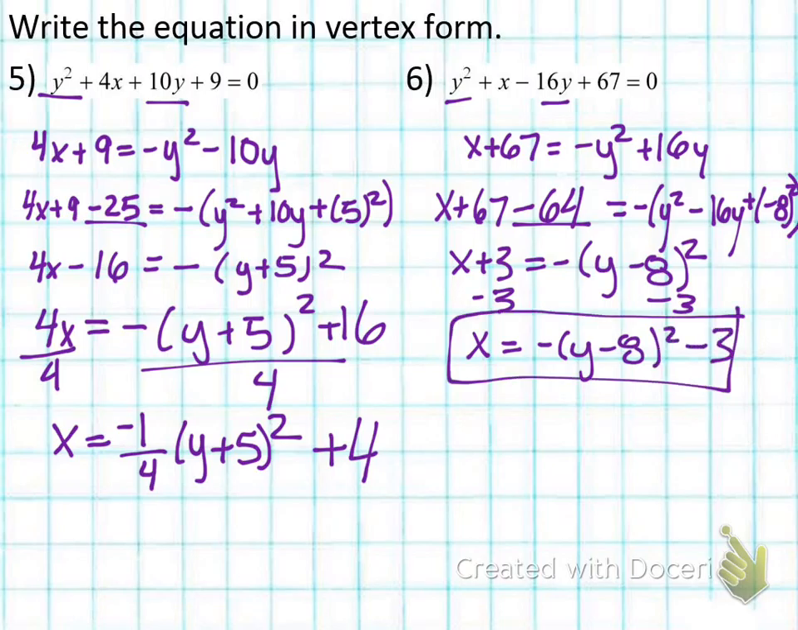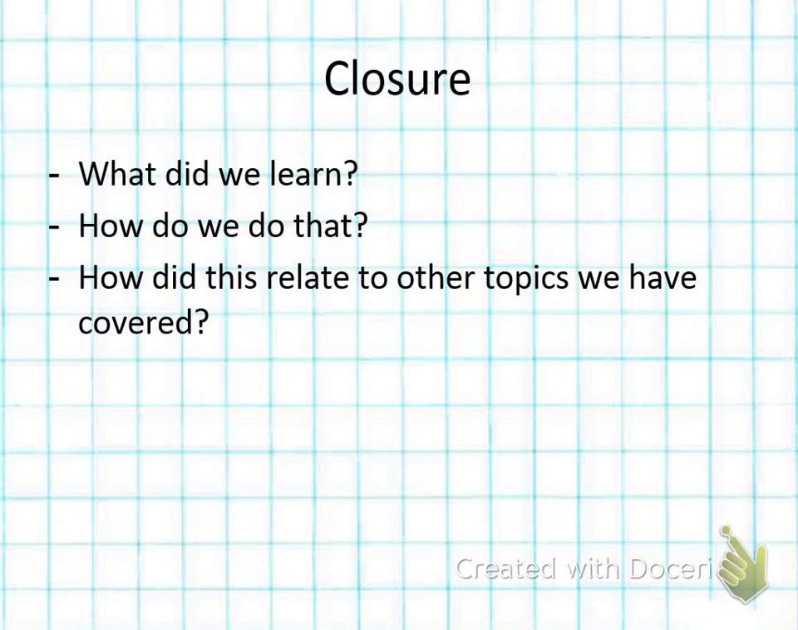Okay, so after going over these problems, we talked about some closing questions. So what did we learn? Today we learned how to complete the square with the equation of a parabola so that we can convert it into vertex form. How do we do that? Well, we use our steps. So we need to identify the squared variable in the equation, and then we move all the terms with that variable to the right side. We complete the square for that variable, we factor and simplify, and then solve for the non-squared variable.